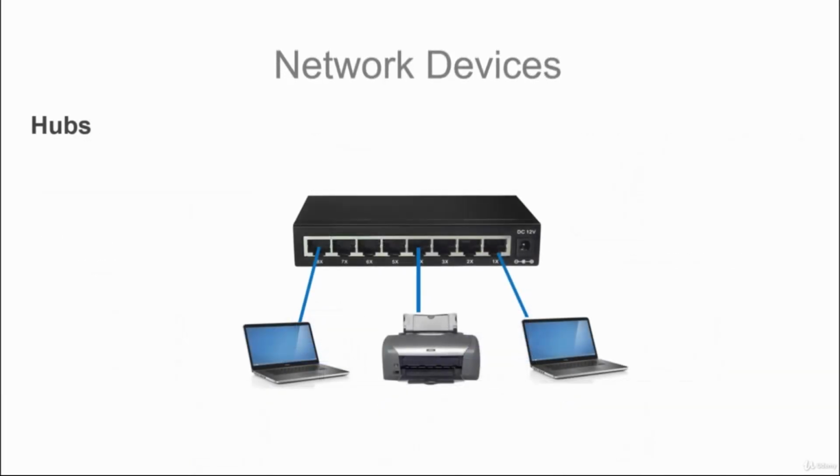The first network device we're going to talk about are hubs. Hubs are legacy layer 1 devices that were used to just simply interconnect devices so that they could communicate with each other. So like in the slide, if I wanted these two computers and this printer to be able to talk, I could plug them into a hub and they would be able to reach each other.